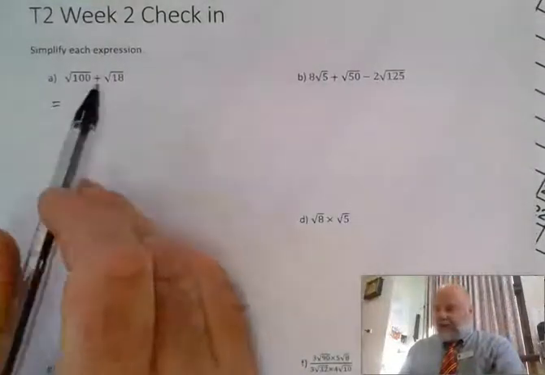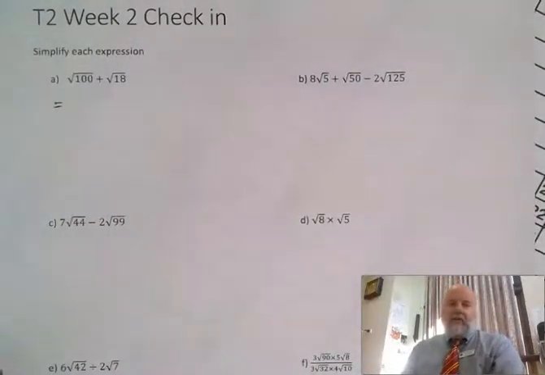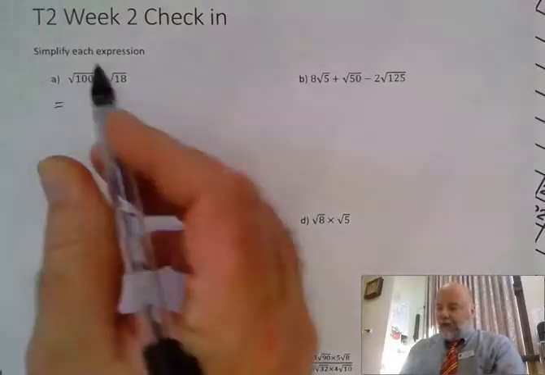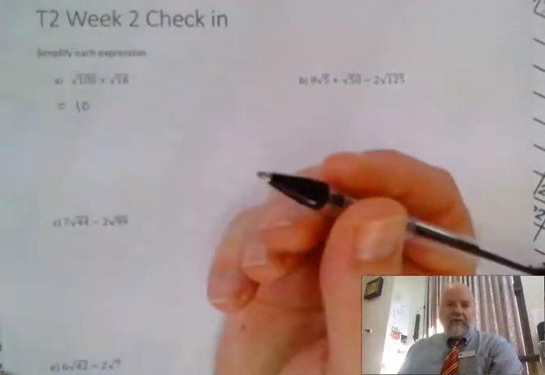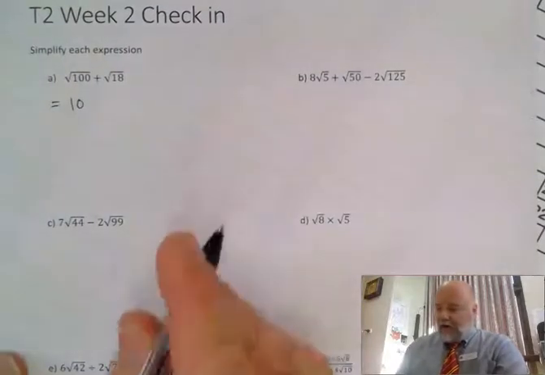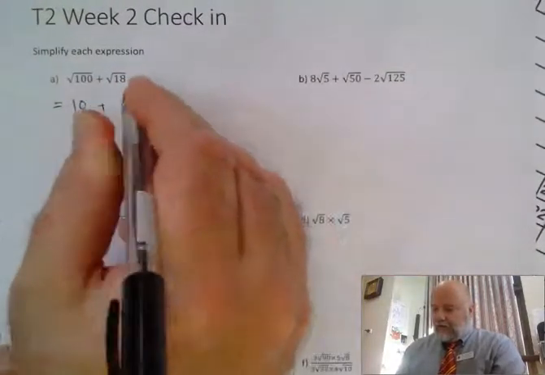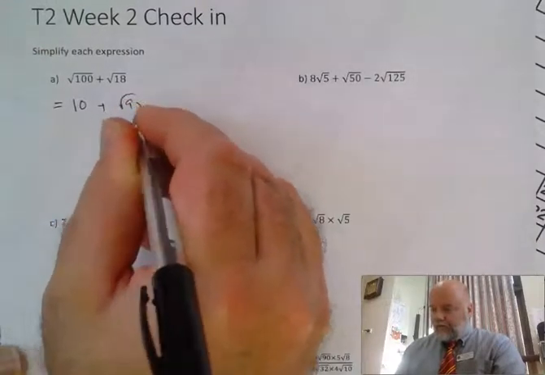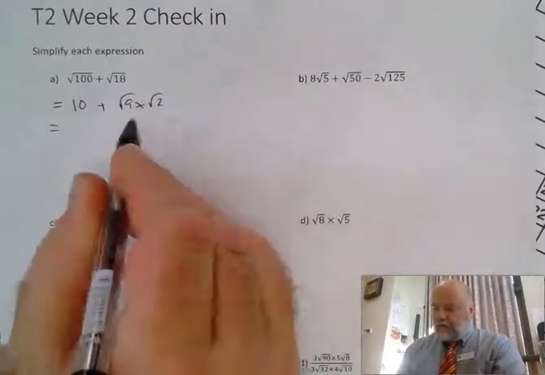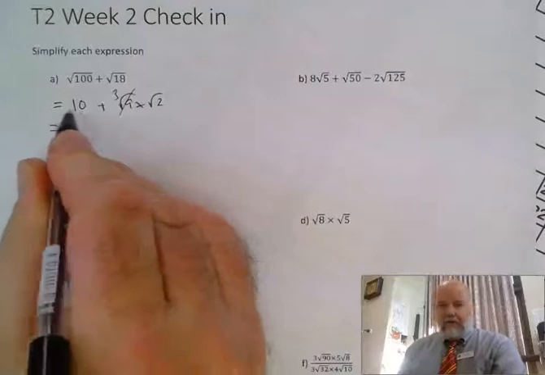So let's simplify this. Now we can't add these two together at the moment for A because they're different surds, but if we simplify them we may be able to. So root 100 is just 10. That's one of the easy ones you should be familiar with, square number. Root 18 is really root 9 times root 2. Now root 9 simplifies to 3. So we've got 10 plus 3 root 2.